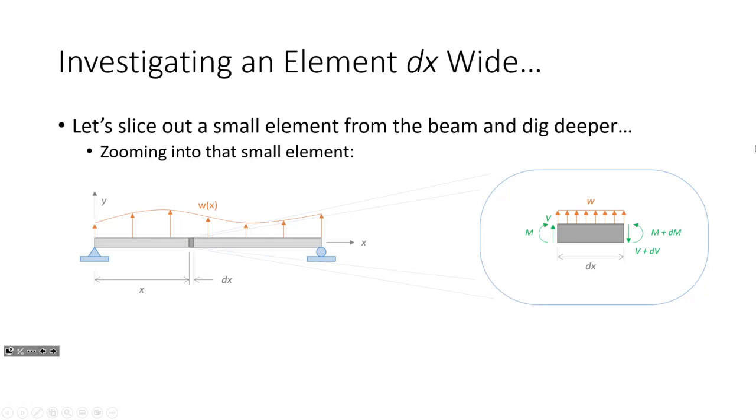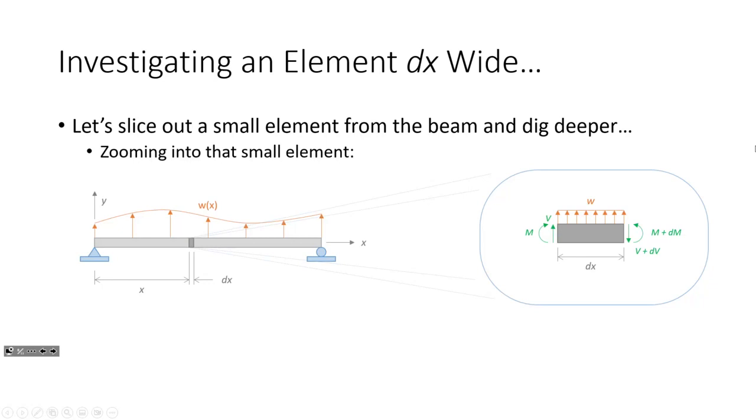So this is a section cut on the right, so positive shear up. This is a section cut on the left, positive shear downward. But notice what I've got. I've got the shear, and then I've got the shear plus some change. And so what this is saying is that from here to here, the shear changes. I don't know how much yet, but I know that it changes a little bit, or I'm assuming it changes a little bit. We're going to figure out how much that change is.